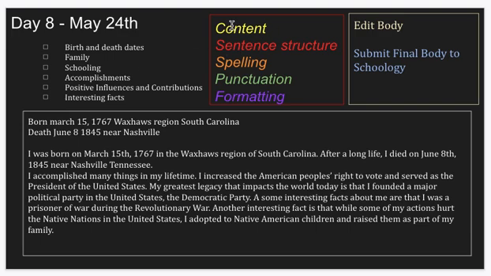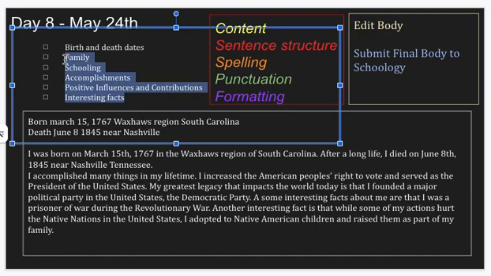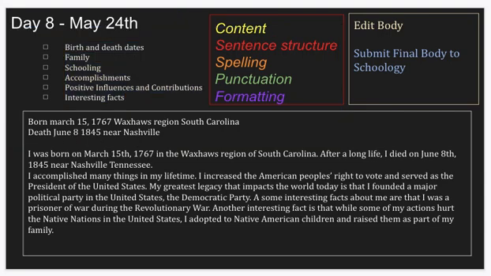First, I'm looking at content. I need to make sure that what I have written in this box down here includes all of these pieces. So first, do I have the birth and death dates? Yes, I do. They're right here. Did I talk about his family life? I couldn't find a whole lot about his family, but I did include where he was born and the location that he grew up.